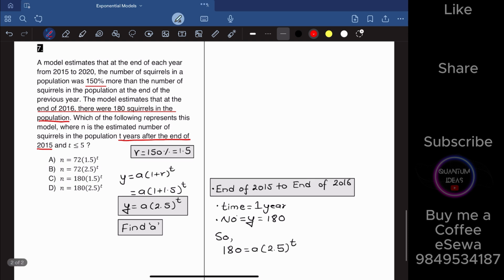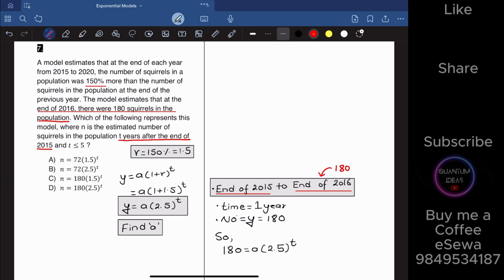Now see here, the main point is we have to find t years after the end of 2015. So t starts from the end of 2015, and we are given that at the end of 2016 there were 180 squirrels. So if we take the end of 2015 as our beginning, there is a point given. At this point the population of the squirrels was 180.